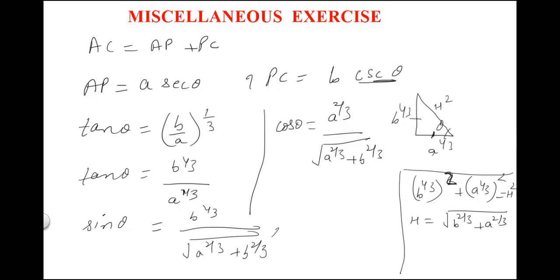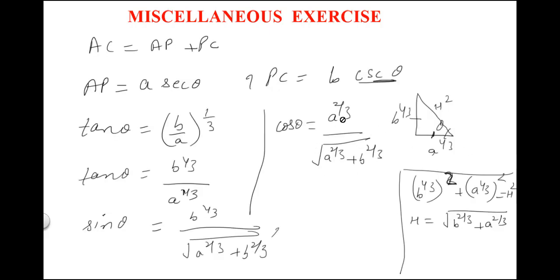Now I'm going to place the values in AP. AP is what? A secant theta, right? Just look at the value for cos. For cos we have this.